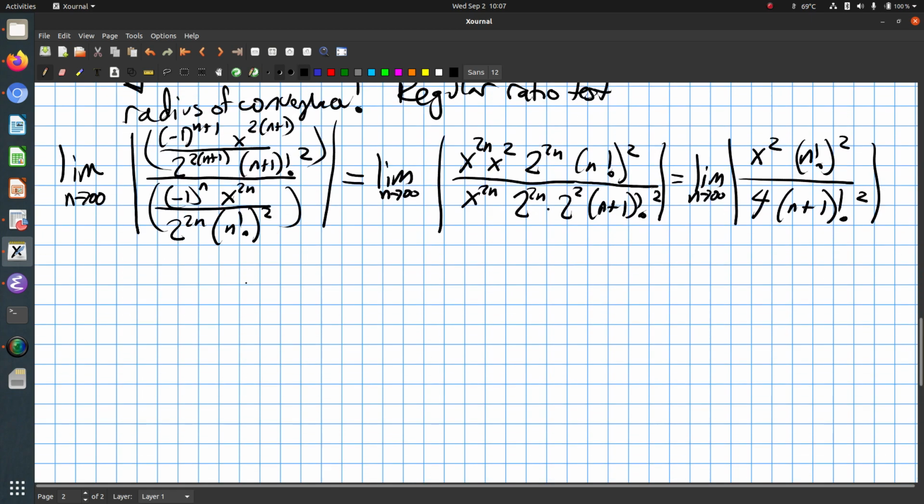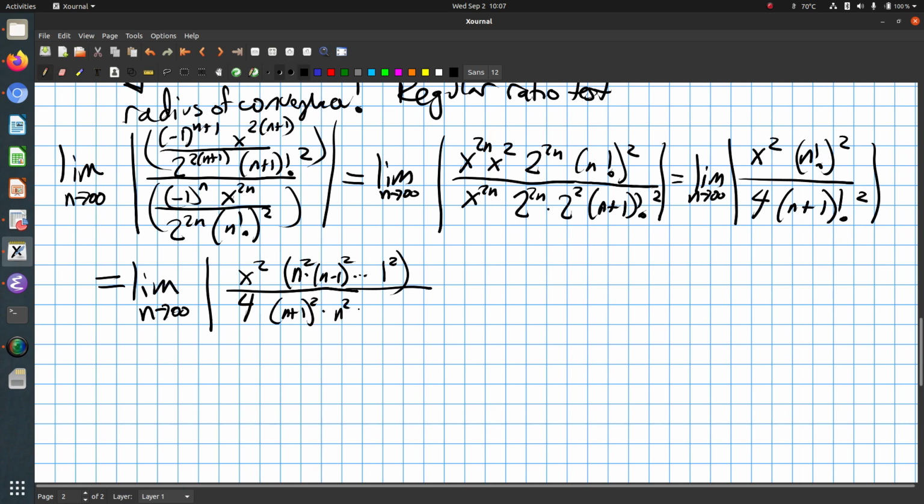Okay, now what about those factorials? Those are kind of a problem. But ratios of factorials should not scare you, because this is really just n times n minus 1 times all the way down to 1, and that whole quantity is squared. So that square propagates to each factor. Same kind of thing here, n plus 1 squared times n squared times n minus 1 squared all the way down to 1 squared. Okay, now you can see a whole bunch of stuff cancels out. Wow, okay. Now, after all of that, notice the x and the 4 are constants.